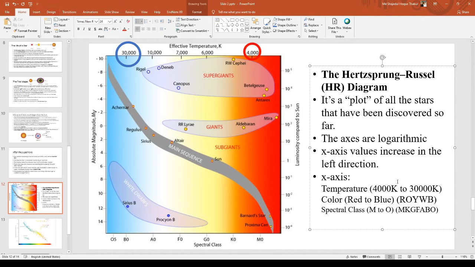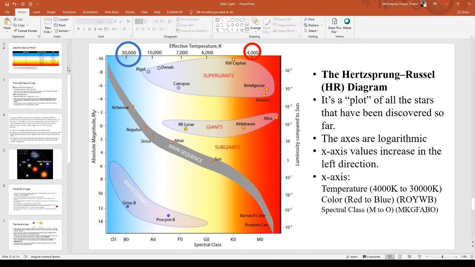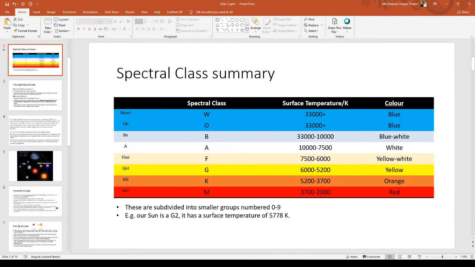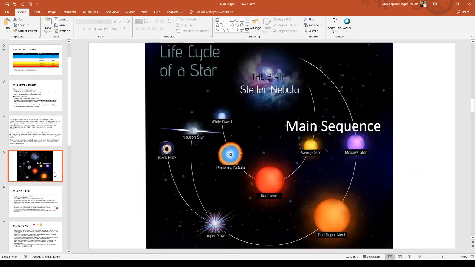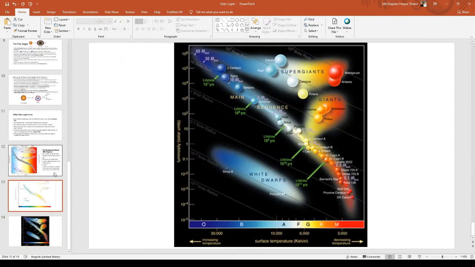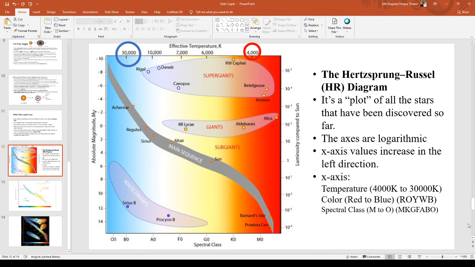Now, how do you remember all of this? You remember all of this by this diagram. You see about 3700 to 4000, all the way to about 30,000. Oh Be A Fine Girl, Kiss Me. And red, orange, yellow, you just remember this image. Just look at it for 5 seconds, you will remember it. Okay, now back to where we were. Let me just make the font a little bit bigger.